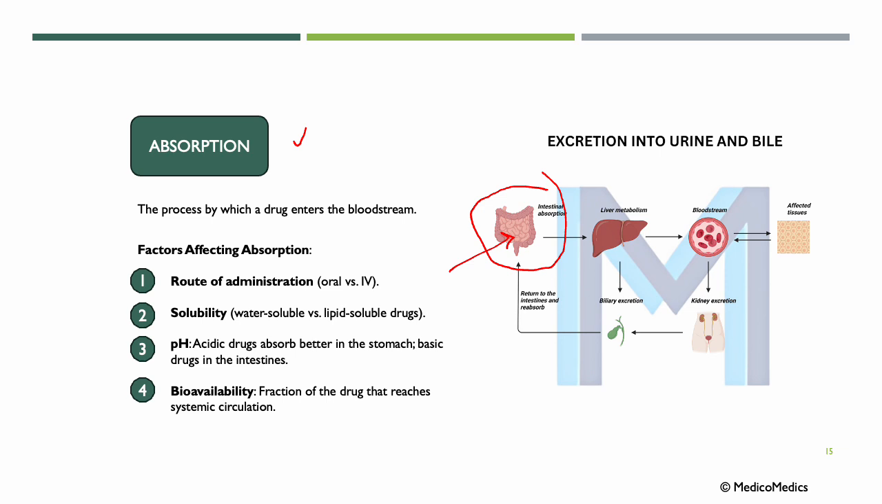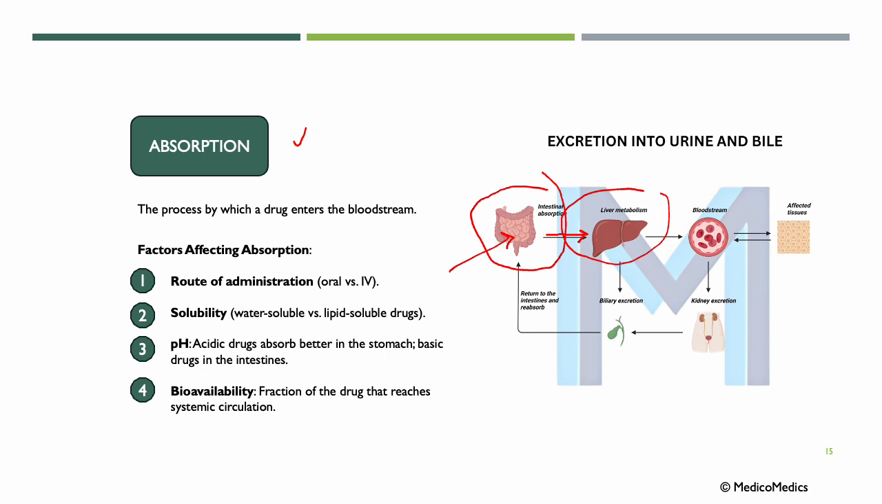Now, once inside the intestinal wall, the drug enters the portal vein and is then transported to our liver. In the liver, a portion of the drug may be metabolized, a phenomenon known as first-pass metabolism, which reduces the amount that reaches our systemic circulation.